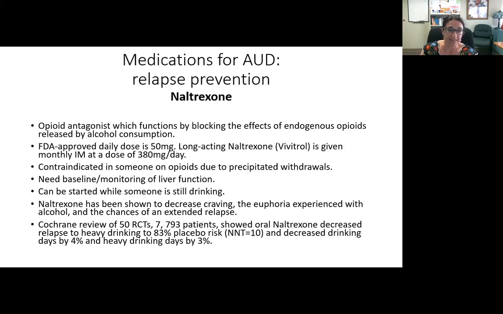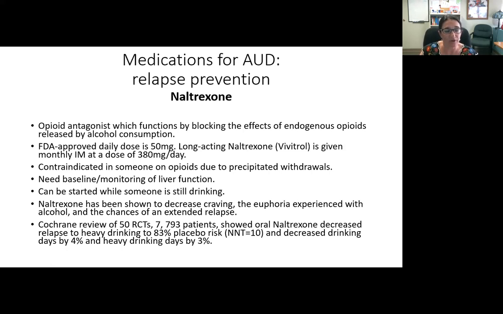Again, it's contraindicated in someone on opioids due to it being an antagonist and precipitating withdrawal. We do need baseline liver function tests. It is metabolized by the liver. And as long as it's within 3 to 5 times the upper limit of normal, keeping in mind what that is for a man and a woman in your lab results, we can start it, and sometimes we'll just monitor it more closely. Again, we're weighing the risk of being on that with the risk of continued alcohol use to the liver.